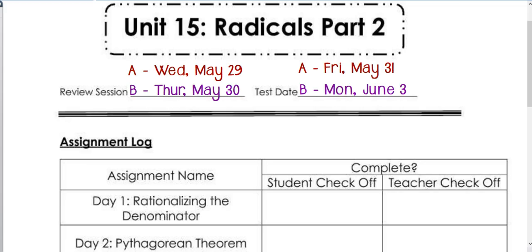So this is a short unit, but this is all material that you need to know in order to succeed next year in geometry. They kind of expect that you guys know this information coming in, so they don't have to spend as much time reviewing it next year. All right, hopefully you got that written down. Give you a few more seconds.